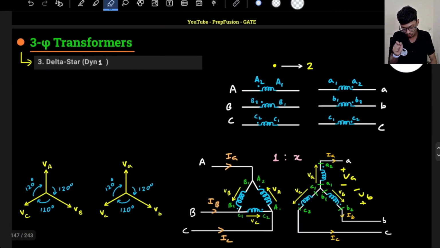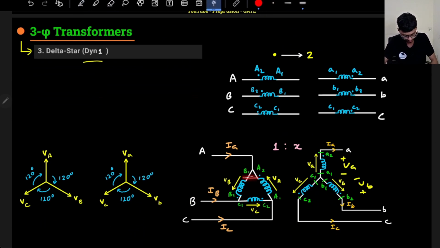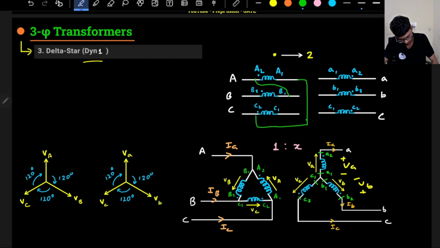So now let's come to another connection, that is Dy1. How is Dy1 made? So here if I see that in the primary side B1 and E2 are shorted, like this, then I guess A1 and C2 are shorted, so A1 and C2 are shorted. Okay. Then B2 and C1 are shorted, B2 and C1 are shorted. Okay.